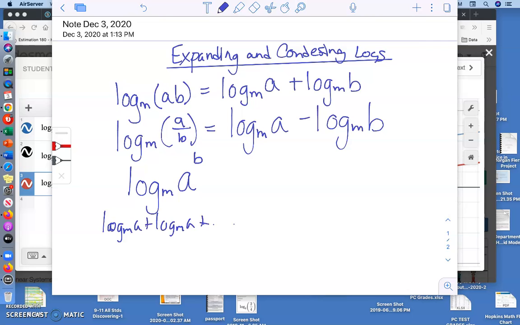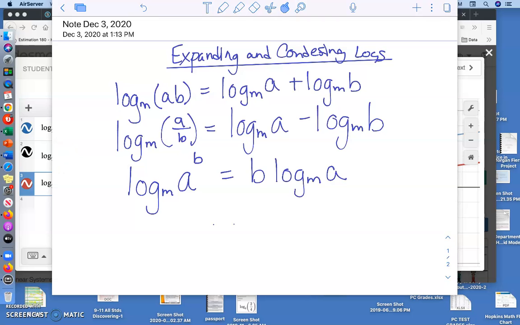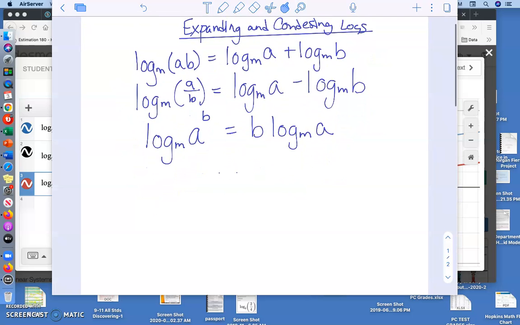Or it goes back to addition, so there's really b of those. So this is b log base m of a. So you might be looking at these and being like, Miss Husing, what in the world just happened? So I was hoping to show you a visual of why these rules work. So what we're going to do is take a look at some problems.